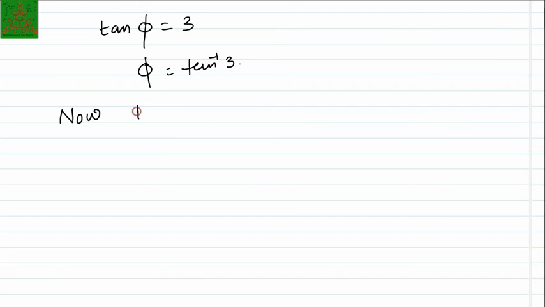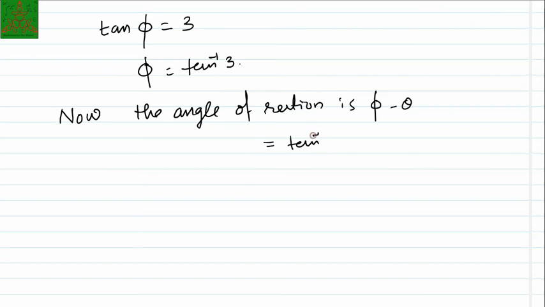Now the angle of rotation is phi minus theta. What is the value of phi? We have calculated it as tan inverse of 3, minus pi by 4. That is nothing but tan inverse of 3 minus tan inverse of 1.